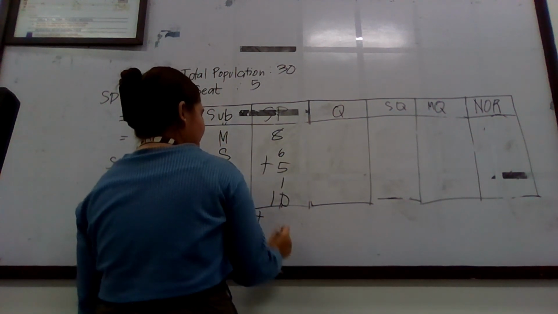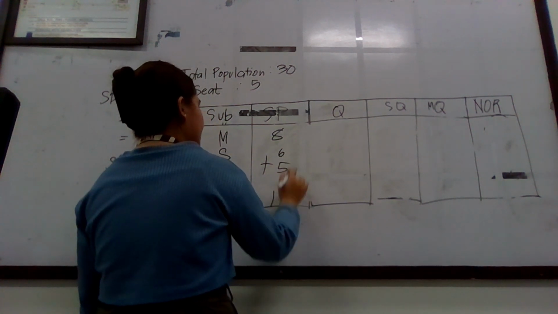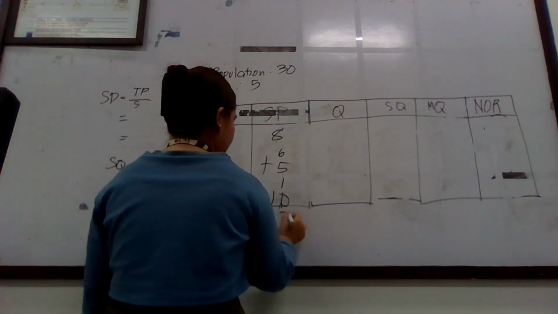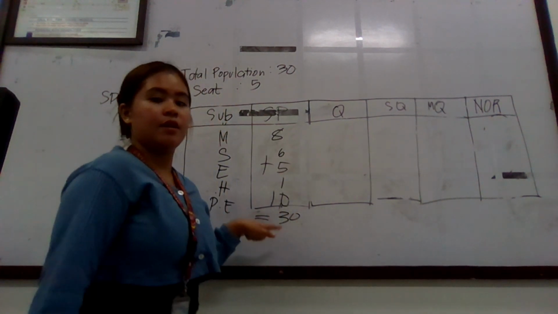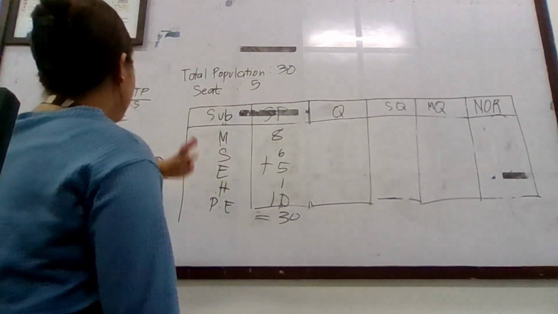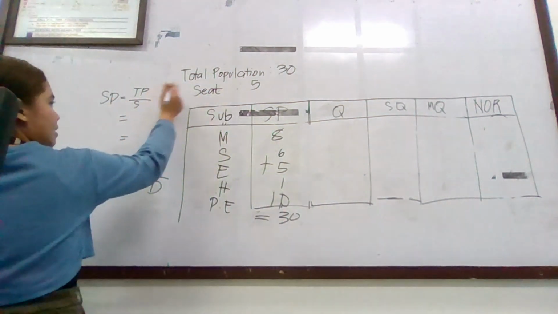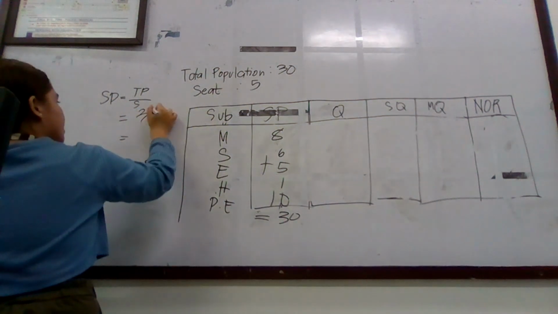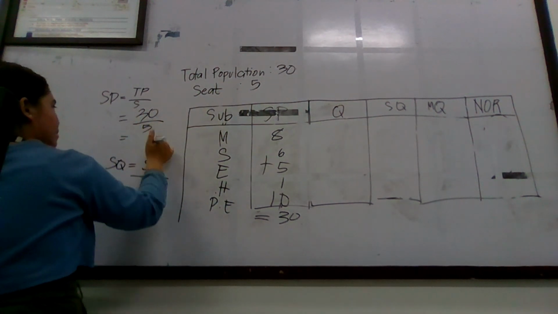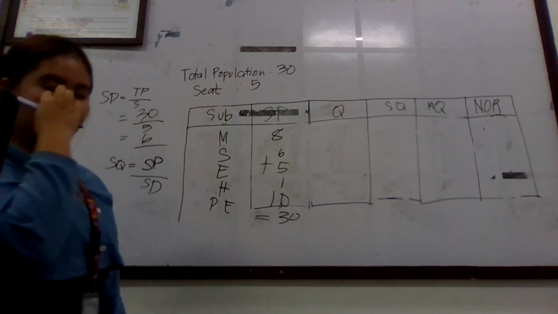So let's sum up together. 8, 14, 19, 20, 30. So this will give us 30 students. So let us identify our standard divisor. 30 divided by 5 will give us 6. So this will be our standard divisor.